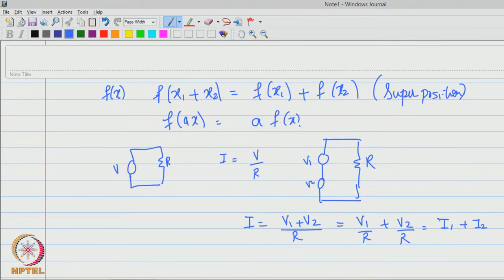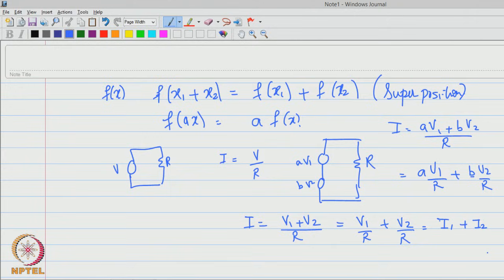How does homogeneity work? Instead of V1 and V2, say I replace them by some constant A and some constant B, and I look at the current. It would be A times V1 plus B times V2 over R, which simply would be A V1 by R plus B V2 by R, and so on. So, this is again the response with voltage V1 scaled by a factor A, added directly to the current with the voltage V2 with a scaling B. So, this is an example of a linear system.